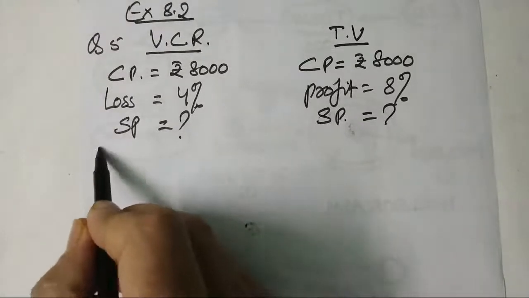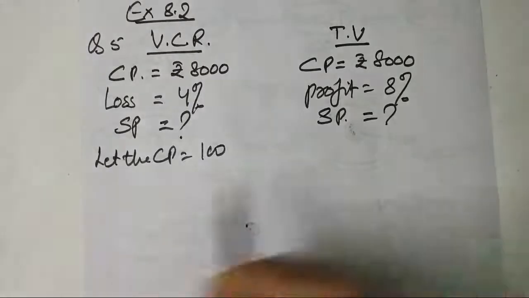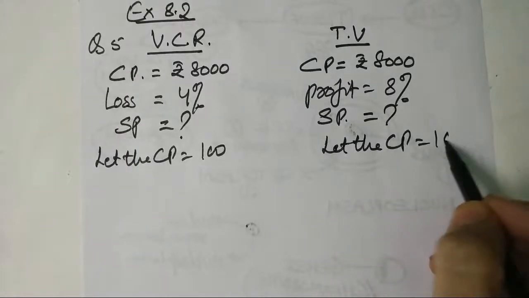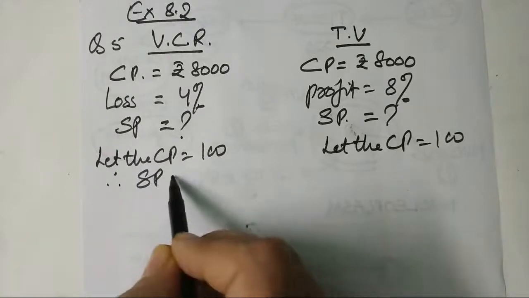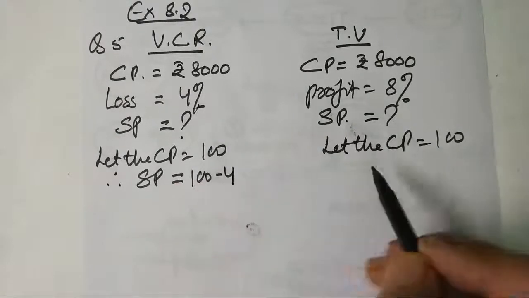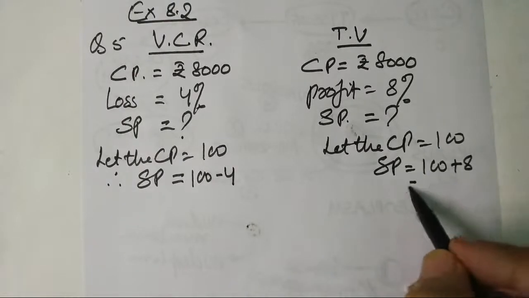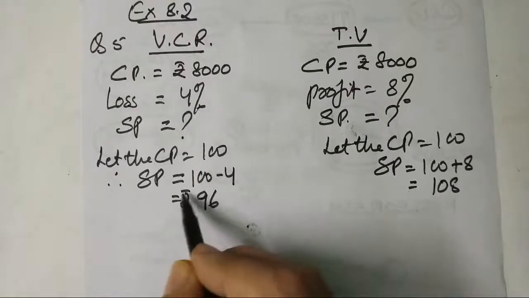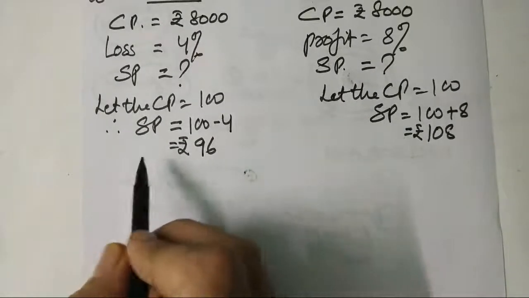So in this case also we will write, let the cost price be 100, and for this also let the cost price be 100. Then we find the selling price. So selling price will become, there is a loss, so it will be 100 minus 4, and in this television it will be 100 plus 8. So selling price becomes 108 here, and here it becomes 96. So we will apply both the formula and we will find the selling price of both things together.